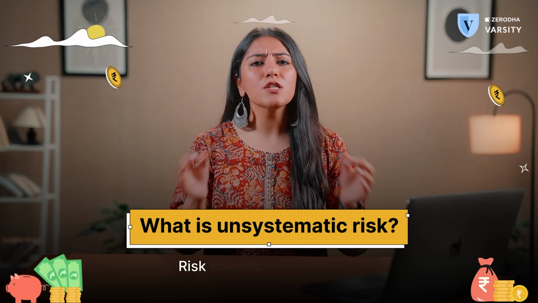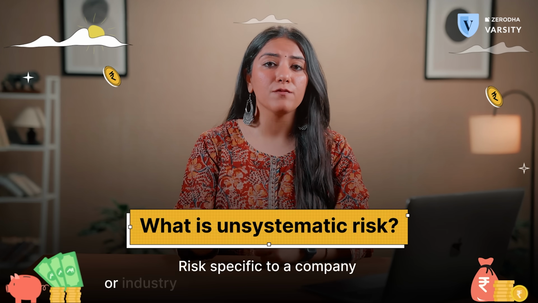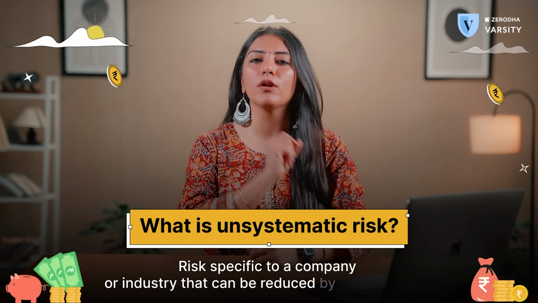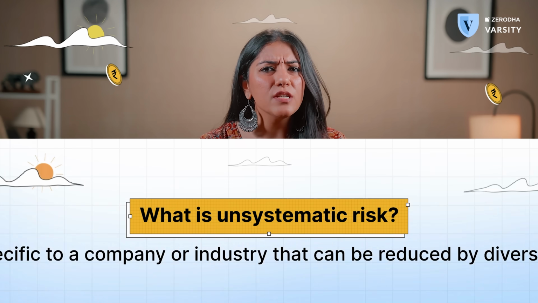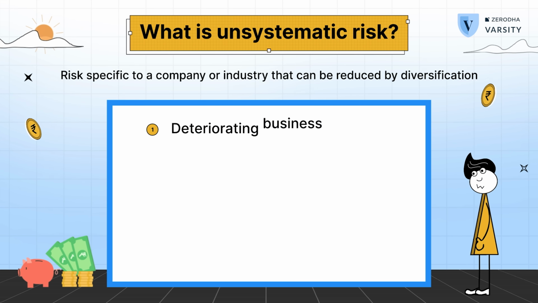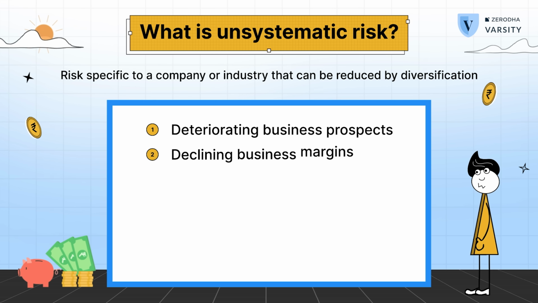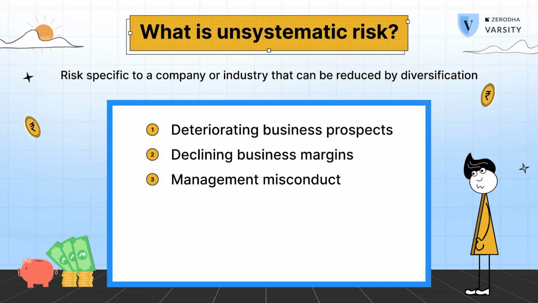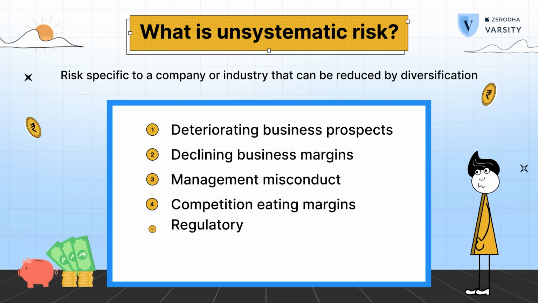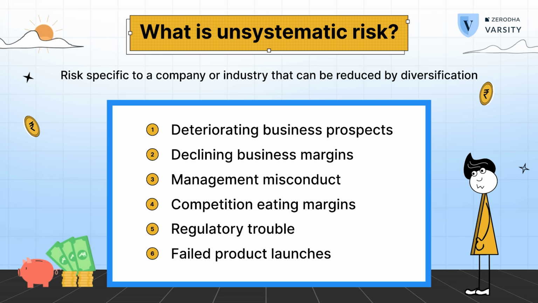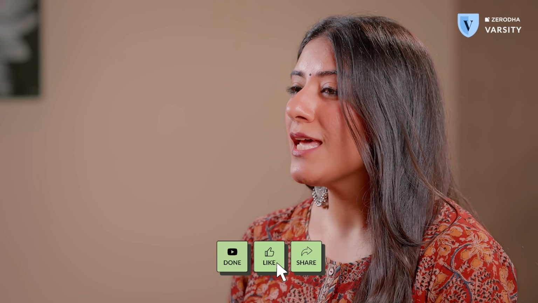Simply put, the risk of losing money due to company-specific or internal reasons is called the unsystematic risk. These reasons can be many: deteriorating business prospects, declining business margins, management misconduct, competition eating margins, regulatory trouble, failed product launches, or any other issue that is unique to a particular company. The list can go endlessly, but the important thing to notice is that all these risks are specific to one company and not the entire market.